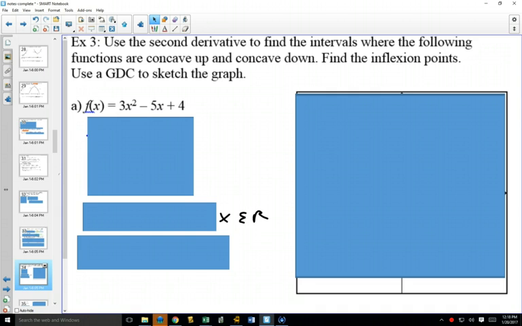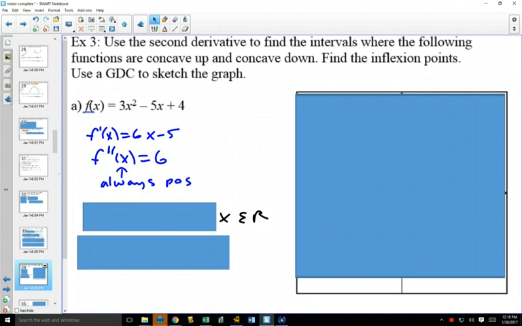So here is a question just asking about concave up, concave down, and inflection points. If you have your original function, you're going to need to find your derivative and then find your second derivative, because your second derivative is going to tell you where things are concave up and concave down. This is a simple, straightforward derivative, and then our second derivative is just 6. That means your second derivative is always positive because it's equal to 6.